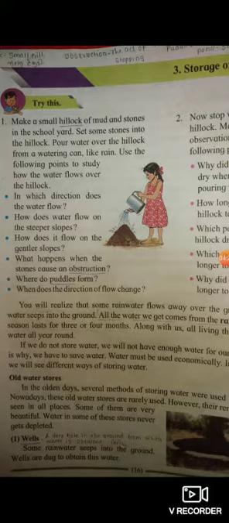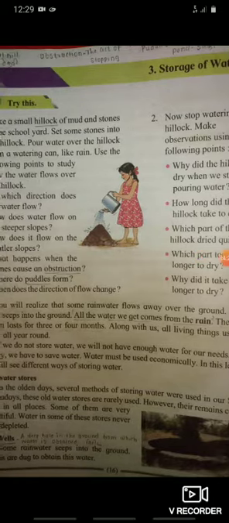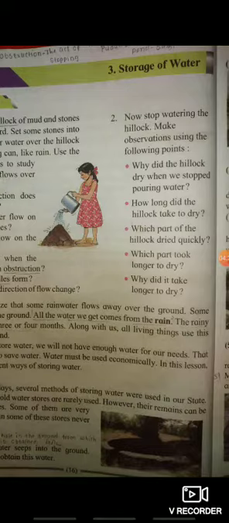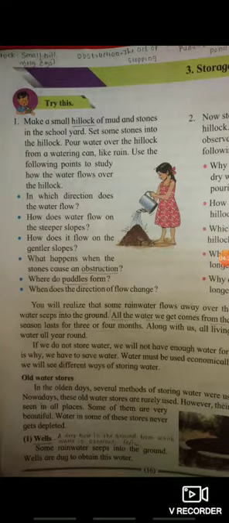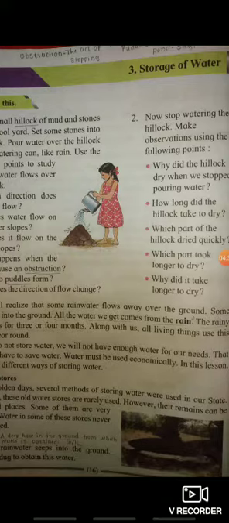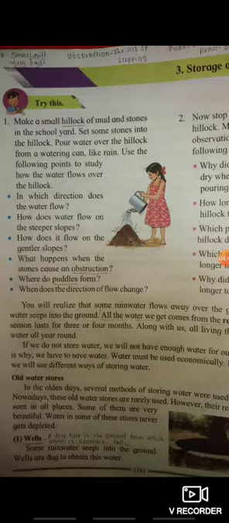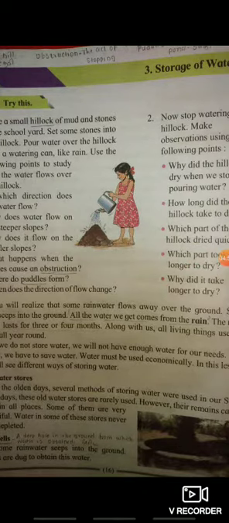Now you will realize that some rainwater flows away over the ground. Now the rainy season is going on, am I right? Some rainwater flows over the ground. Yes, some water seeps into the ground. Seeps means a little water goes into the ground. All the water comes from the rain. We know the water sources. The main source of water is rain, so all the water we get comes from the rain.